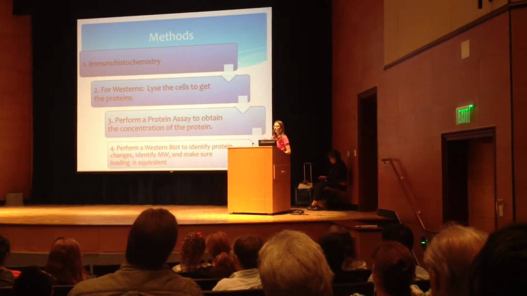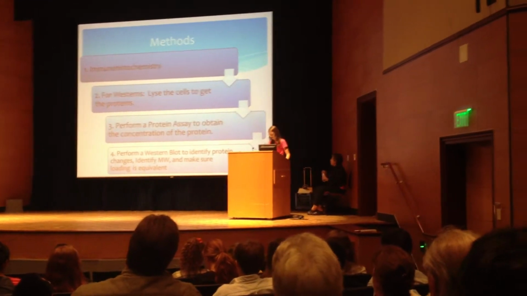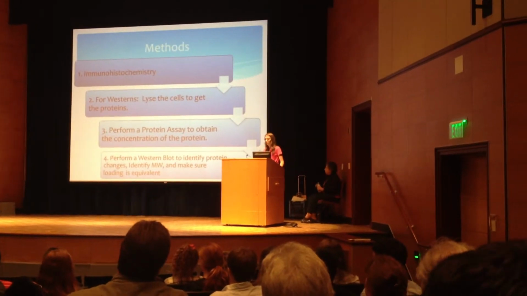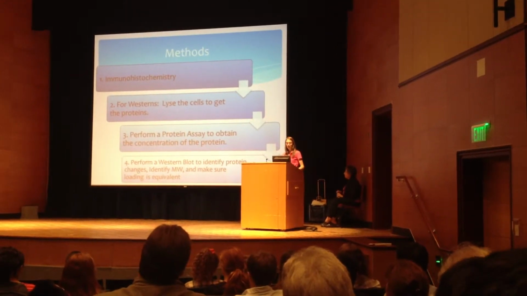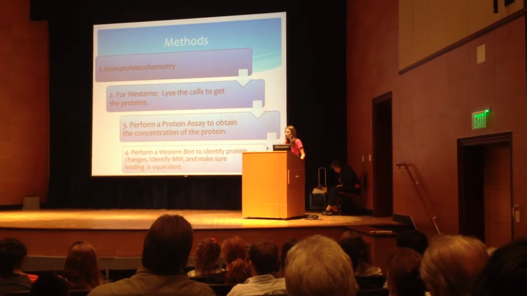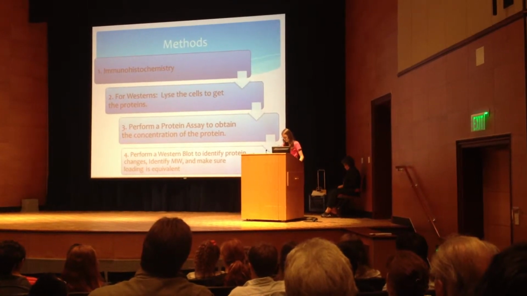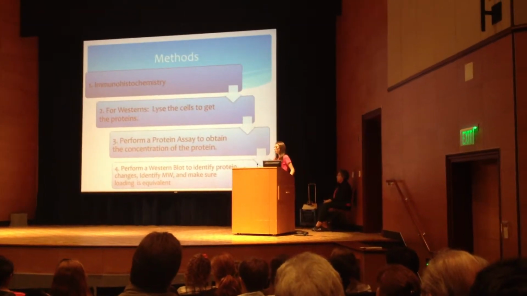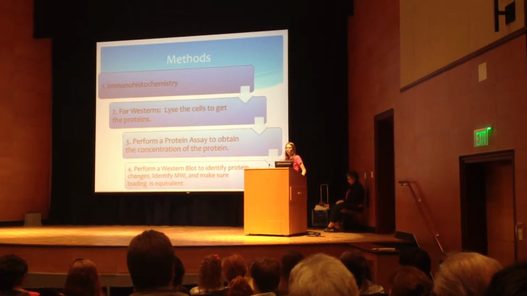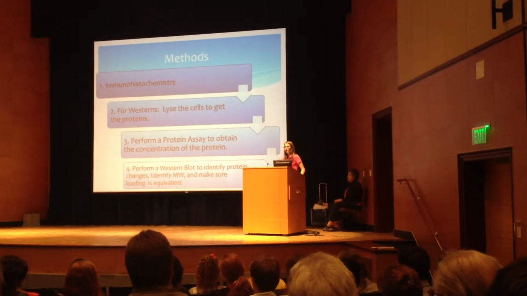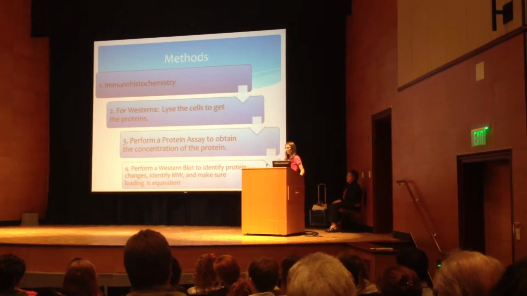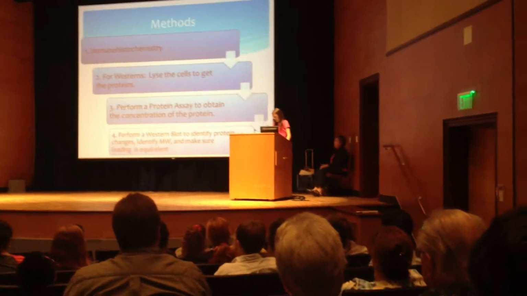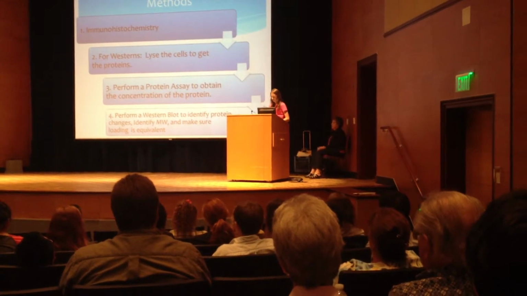So some of the methods that I used this summer were, first of all, immunohistochemistry. And also, I did a lot of Western blots this summer. So the first thing you do with Western blots, like some other people have talked about, is you lyse the cells in order to get the proteins that you're going to use. And then from there, you perform a protein assay, which is used to obtain the concentration of the protein. And using your results from your protein assay, you then carry out a Western blot, and that's used to identify the protein changes and identify the molecular weight, and also to make sure that your loading is equivalent.